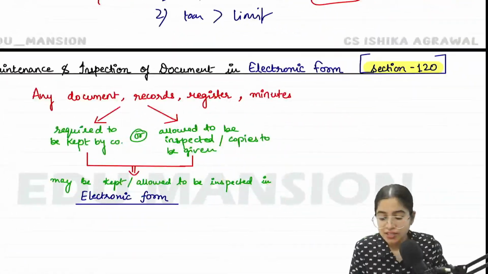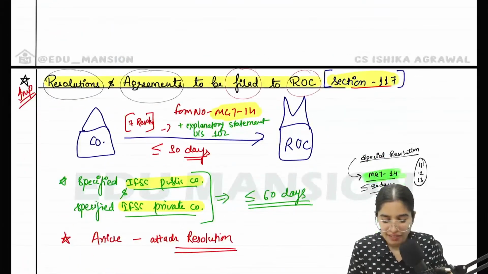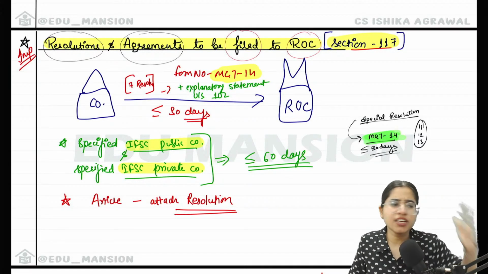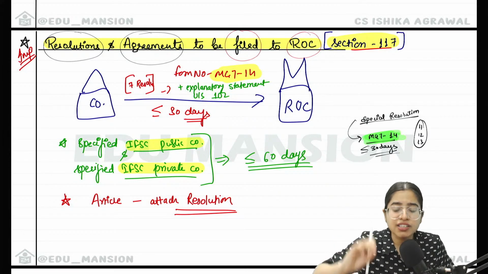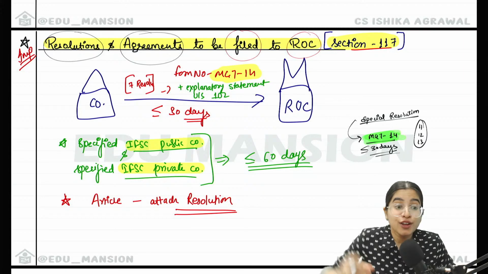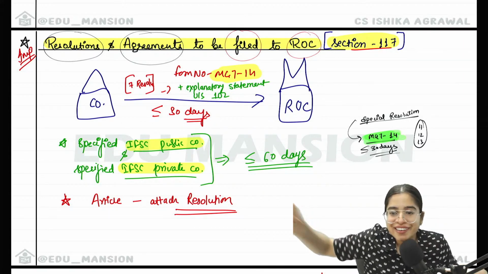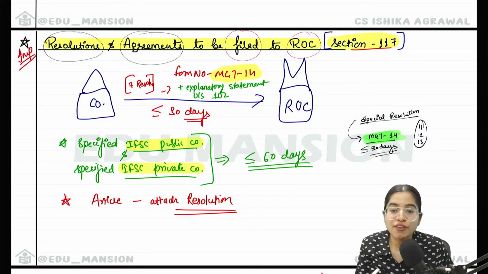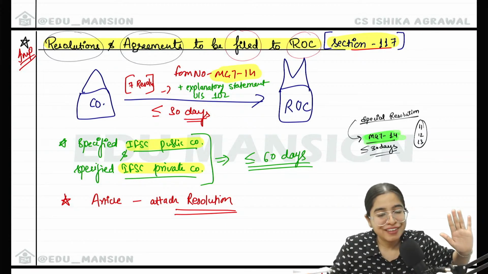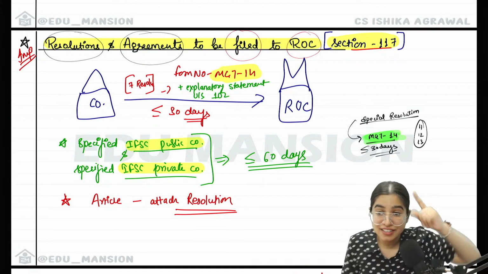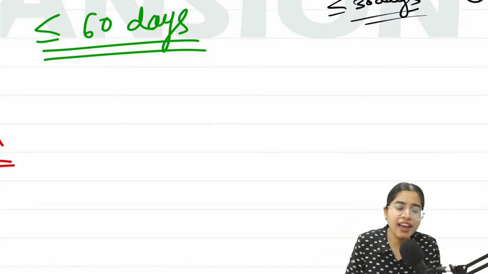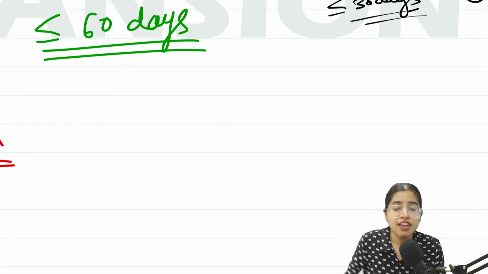Now the next section is 117. This is a very small section, it will be done in 2 minutes. Section 117 says that whenever you pass a resolution, you have to file MGT 14 within 30 days. Remember, we studied that whenever we have to pass a special resolution, we have to file MGT 14 with the ROC within 30 days.